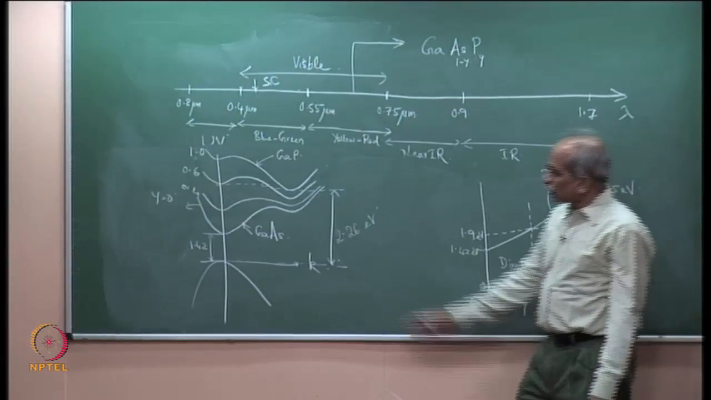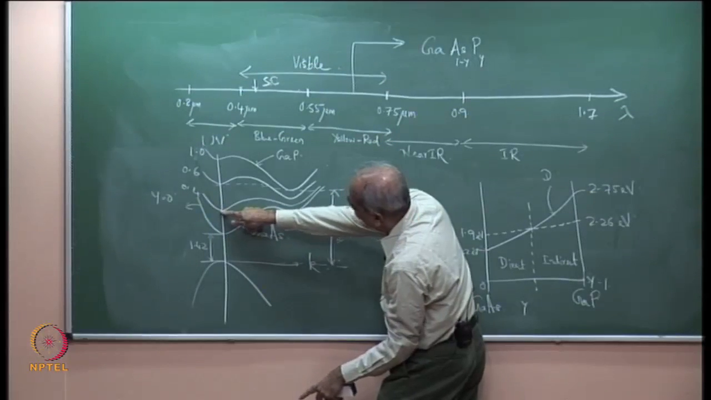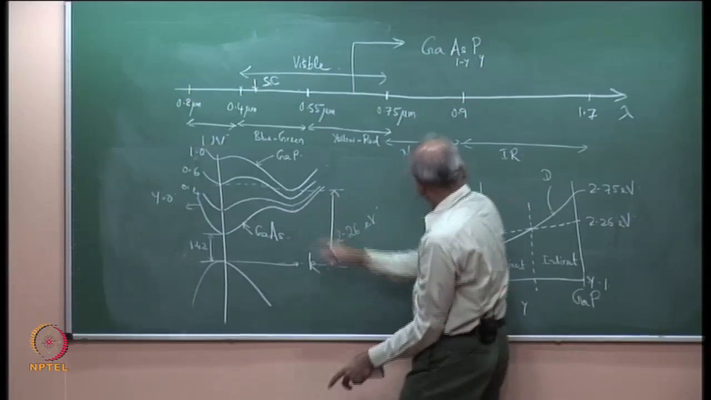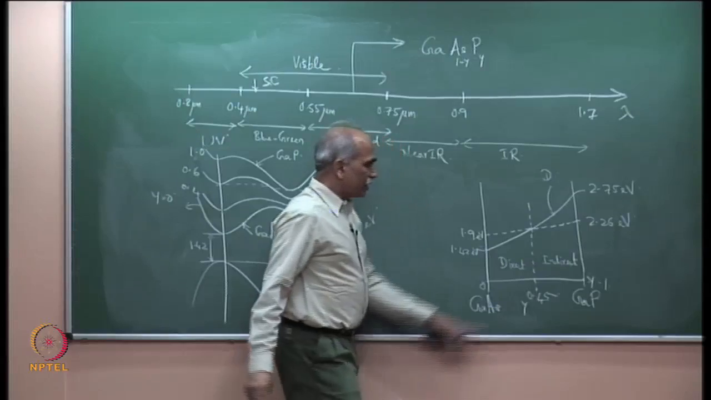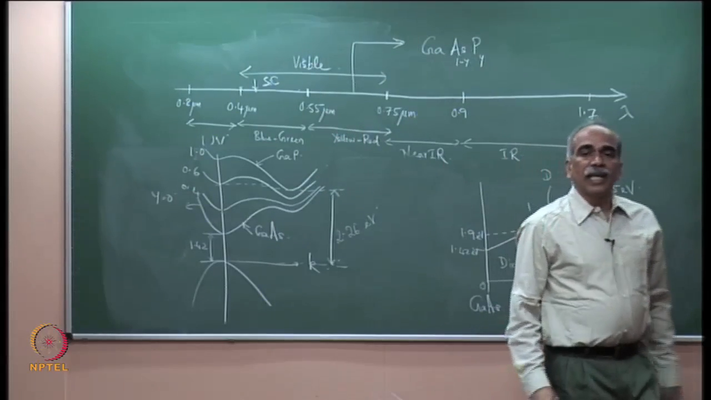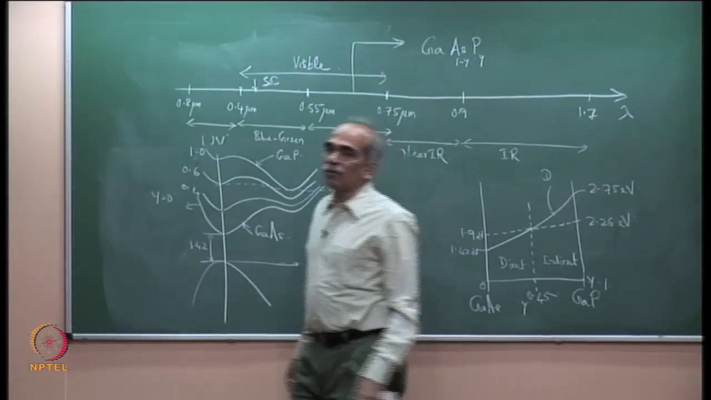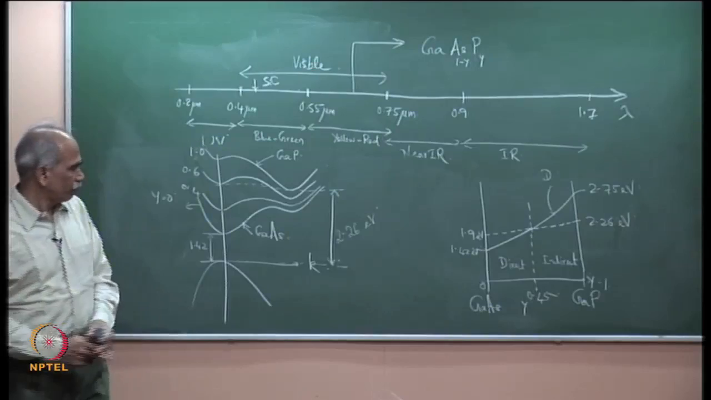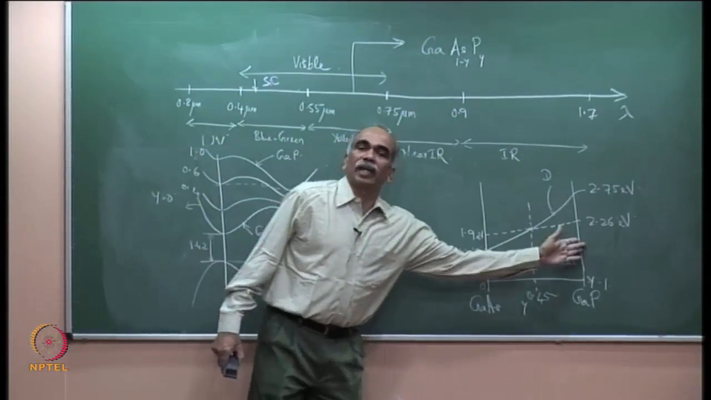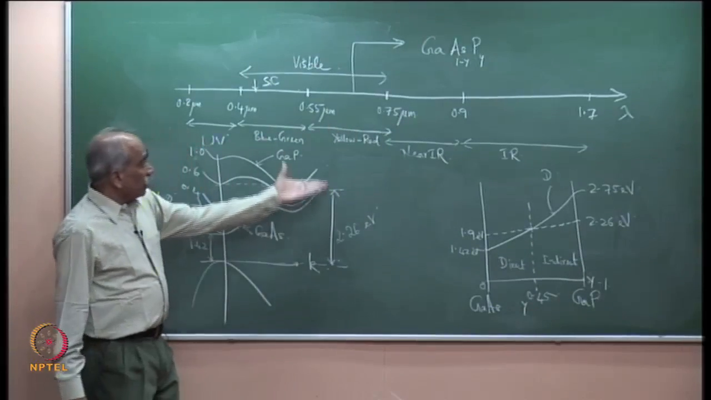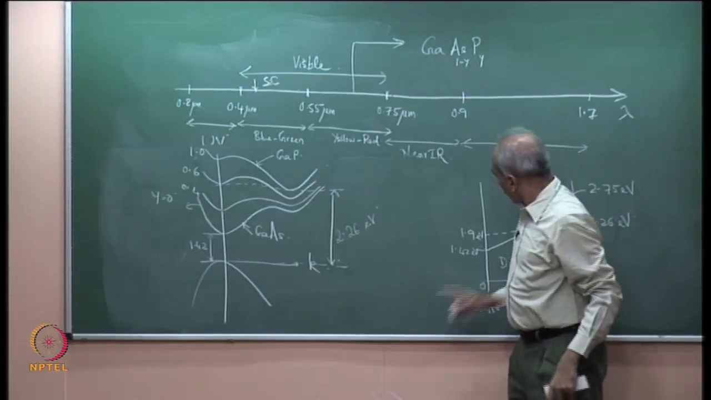Is this clear? So, for 0.4 it is a direct gap because this is lower than this. So, in this graph up to Y equal to 0.45, gallium arsenide phosphide, a ternary compound, is a direct band gap material, and beyond that it is an indirect band gap material.